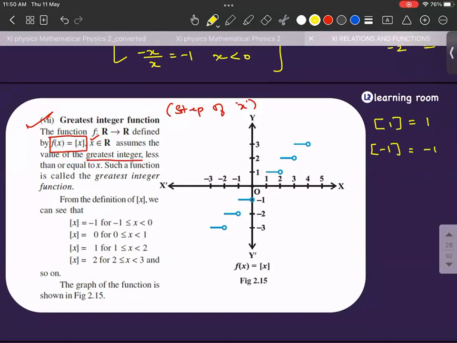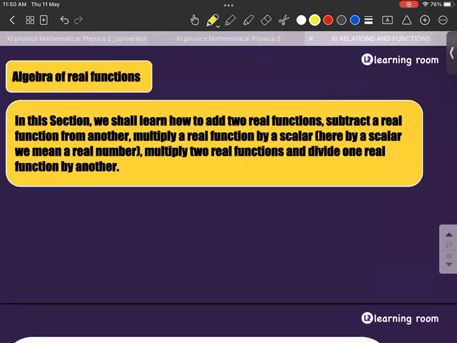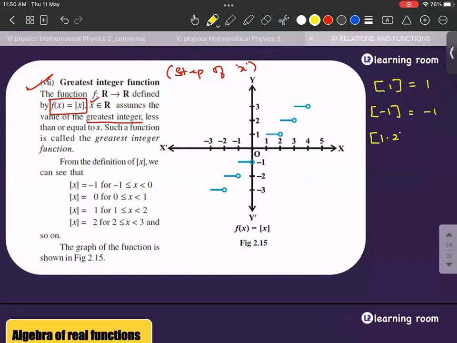But the challenge starts when I have a decimal value. Suppose I ask you, what is the greatest integer of 1.2? 1.2 is a real number, but it's not an integer. Input can be a real number, but what should the output be according to this definition? It should be an integer. So can I write this 1.2 as 1 plus 0.2? Yes, where 1 is the integer part, and 0.2 is the fractional part. Makes sense?